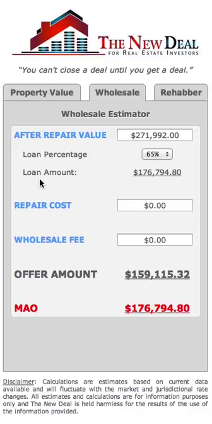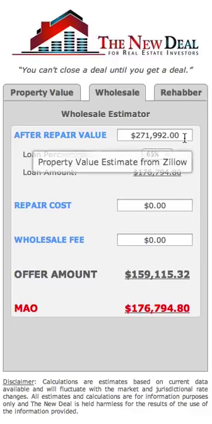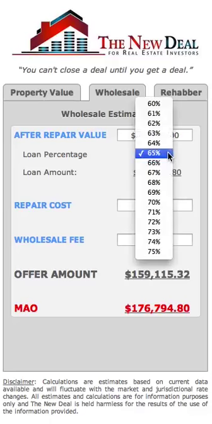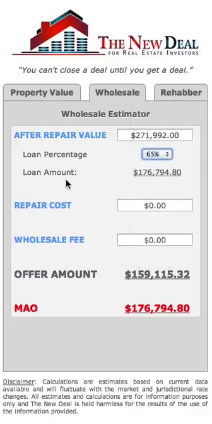So they're only going to be able to borrow a certain percentage of the after repair value. Typically that's between 65 and 70% on the high end. As you can see, we have a drop down menu here where you can click, but we're just going to say 65%. So the loan amount at that point that your investor is going to be able to get is going to be $176,794.80.